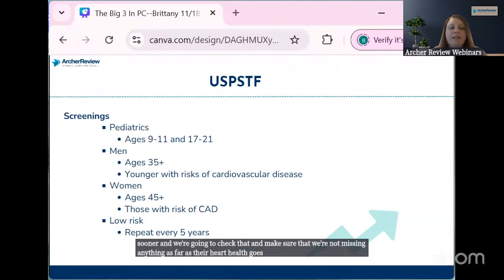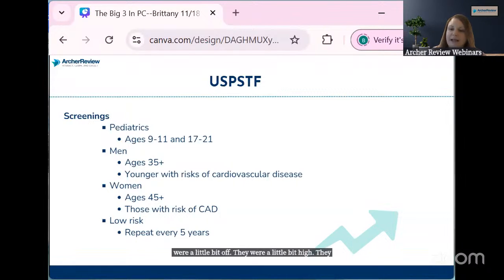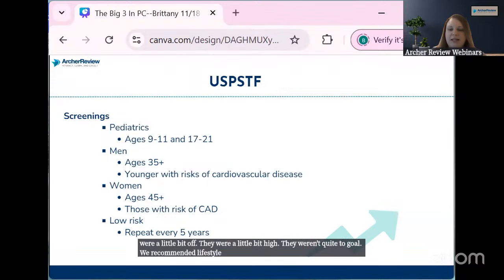If they're low risk, we can repeat this every 5 years, but normally what I'm seeing in clinical practice is we're checking this on about an annual basis if the patient's labs from last year were a little bit off. They were a little bit high. They weren't quite to goal. We recommended lifestyle changes. We'll usually check this in about a year.